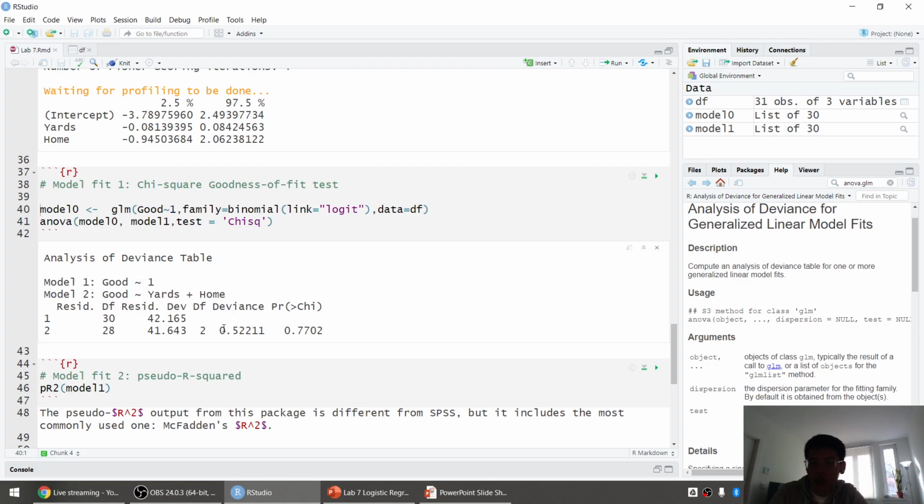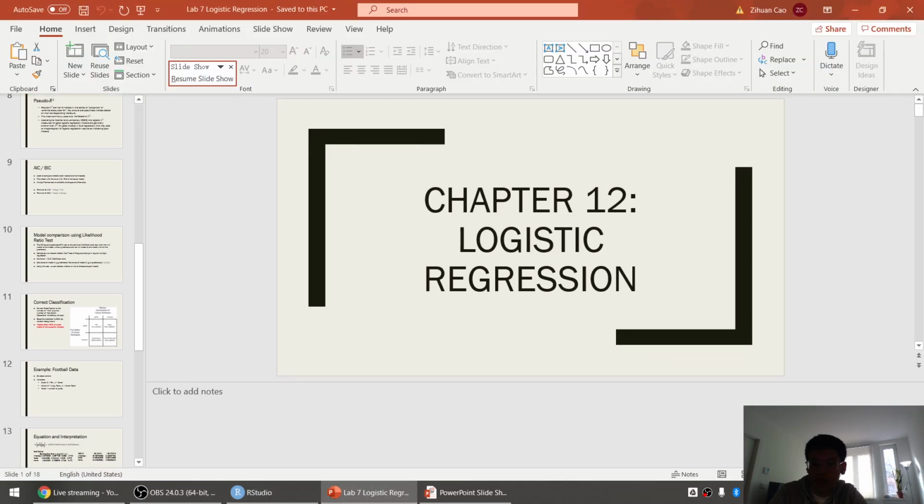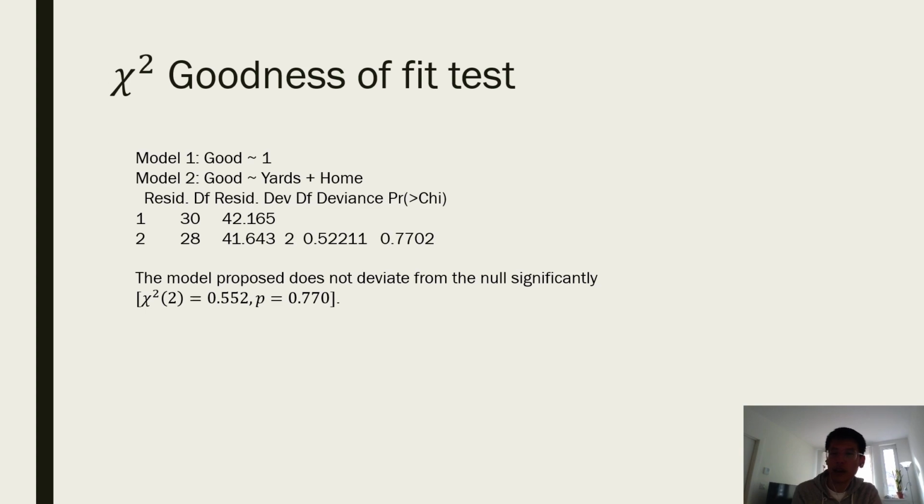Okay, if you run it, you'll see that this is our null model, this is our full model, and here is our deviance, and this is the significance here. You can see that in the slides as well. So the model proposed does not deviate from the null significantly. The degrees of freedom is 2, and this is our chi-square value, and this is the p-value.